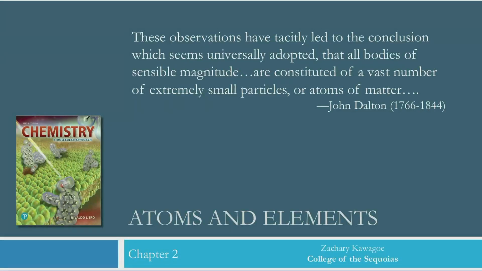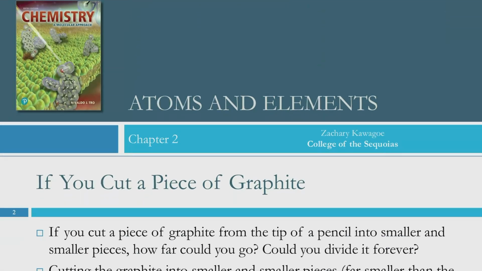All right, we've made it. We're in chapter 2. We've got a fun quote from John Dalton. These observations have tacitly led to the conclusion, which seems universally adopted, that all bodies of sensible magnitude are constituted of a vast number of extremely small particles or atoms of matter. We'll learn about atoms in this chapter.